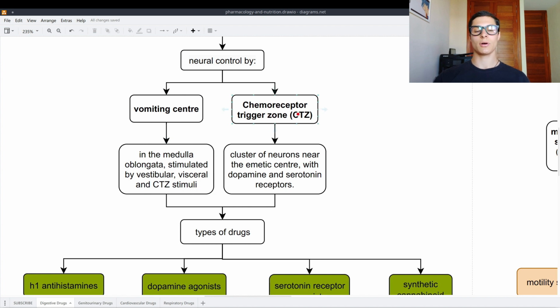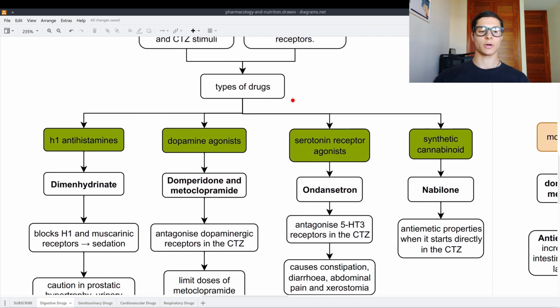The chemoreceptor trigger zone is the other area of control, and this is a cluster of neurons near the emetic center with dopamine and serotonin receptors. So these two are really linked indeed. They are really close to each other. So here we have different types of drugs.